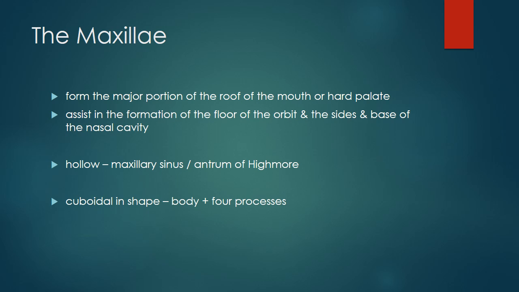The maxilla makes up a large part of the bony framework of the facial portion of the skull. It also forms the major portion of the roof of the mouth, or the hard palate. It assists in the formation of the floor of the orbit and the sides and base of the nasal cavity. The maxilla is hollow, and it contains the maxillary sinus, also known as the antrum of Highmore. The maxilla is roughly cuboidal in shape with a body and four processes. When we say process, these are bony projections that are named in reference to the surface or structure onto which they project.